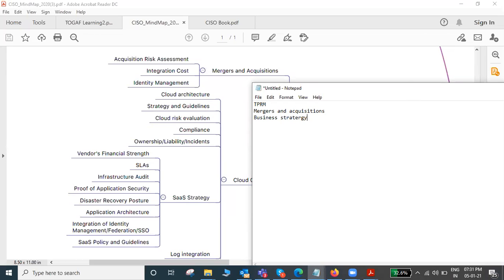Business strategy. These are the three things I mentioned right now. Just try to get some more ideas, because you are not right up to the mark on the three things, like TPRM, third party risk management. Any idea? Not really.